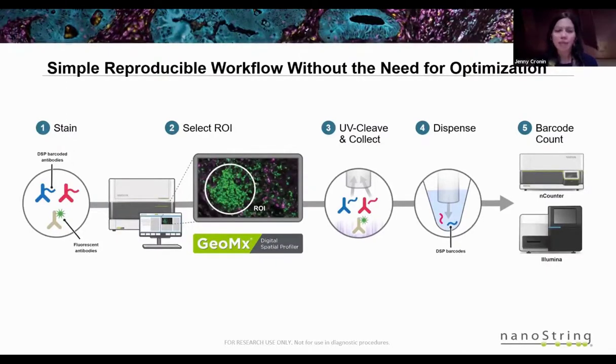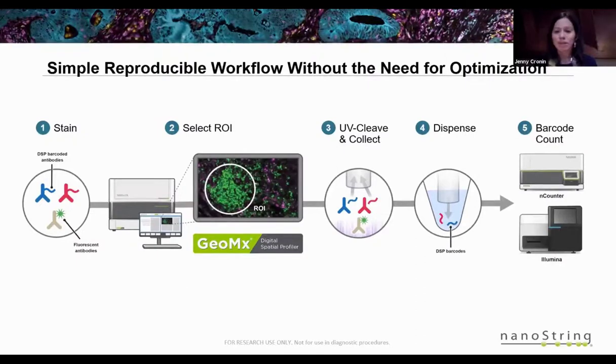On the left-hand side, you see the first step, which for a protein assay is to stain your slide with fluorescent antibodies and with our antibodies that are conjugated to our DSP barcodes. This can be done on an autostainer, or you can do it manually. Next, the system will scan your slide and you'll select regions of interest. You can select regions of interest from anywhere on your slide, and we call these ROIs. And if you want to, you can take any ROI and segment it, meaning you could separate it into, for example, the tumor and the tumor microenvironment.